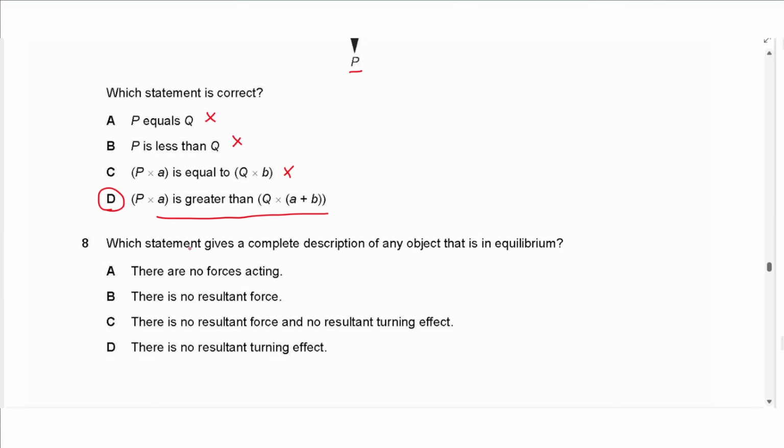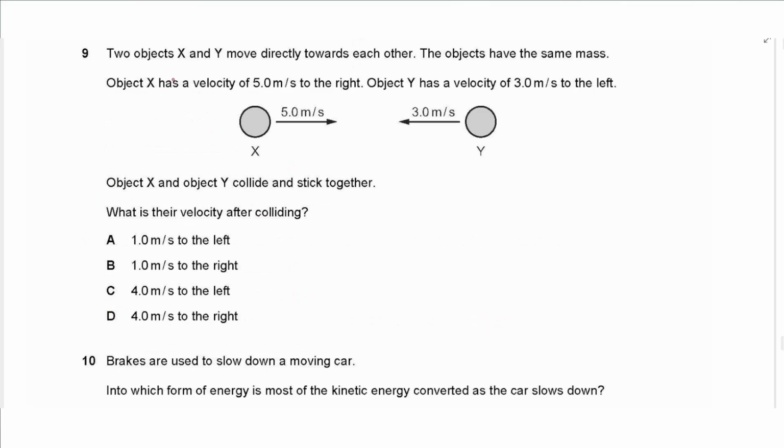Question 8 says which statement gives a complete description of any object that is in equilibrium? There is no forces acting. No, there may be forces but cancelling each other. There is no resultant force. Yes, there is no resultant force and no resultant turning effect. That is the double condition for an equilibrium. So there might be no resultant force, but there may be a resultant moment. So B is an incomplete sentence, but C is the complete sentence. So we choose C.